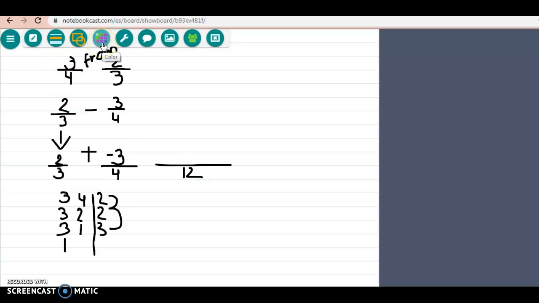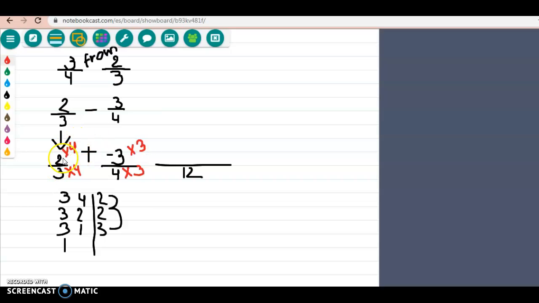Now, here we're going to use another color. Then we're going to continue with the next step. We're going to find a number in the times table of 3 that gives me 12 as an answer. So 3 times 4, 12. And 4 times 3, 12. Okay, now remember that if we multiply this denominator by 4, we're going to do the same with the numerator. We're going to multiply 2 times 4. And here we're going to do the same.